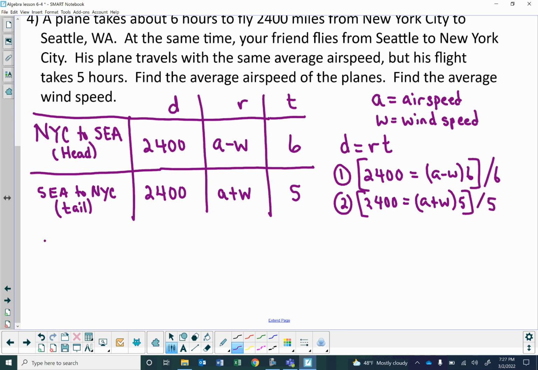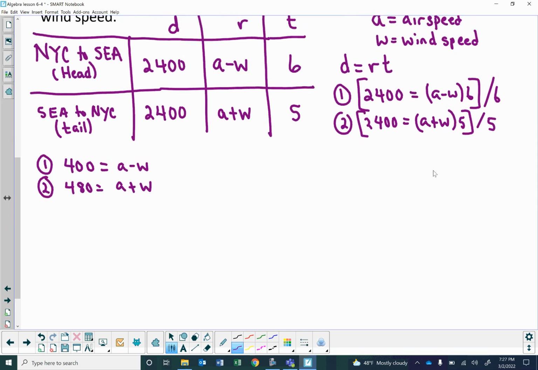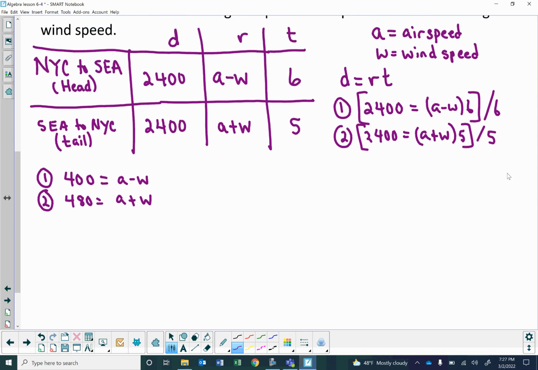So I can get a new equation number 1. 2,400 divided by 6 is 400. So 400 is going to equal A minus W. And equation 2 here, if I took 2,400 and I divided it by 5, that gives me 480. So 480 is going to equal A plus W. Now I have two equations with two unknowns, and I could eliminate W very quickly here. Because if I just added these two equations right now, W would go bye-bye.